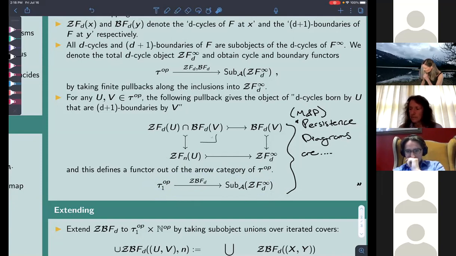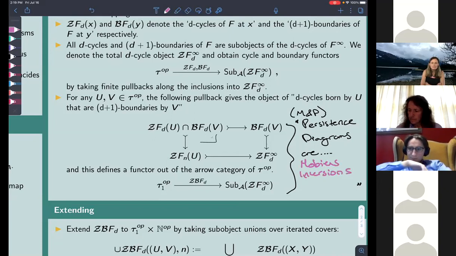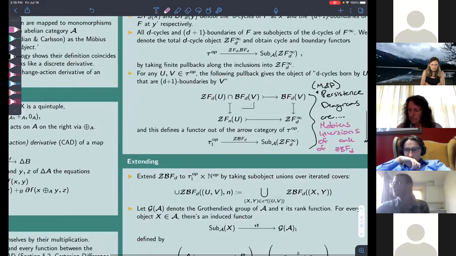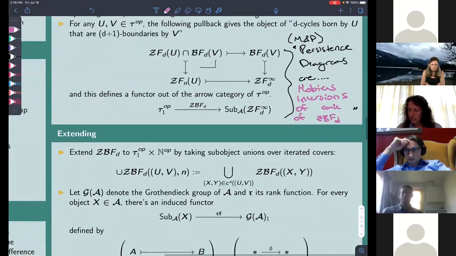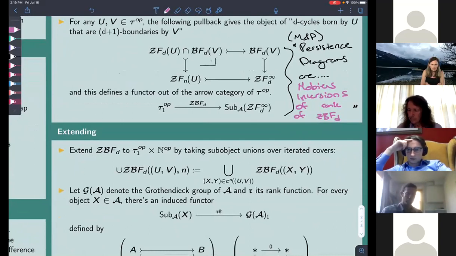And they define a generalized persistence diagram as the Mobius inversion. Sorry, I should write this down. So this is Mobius inversions of the rank of the birth-death object. And then at a later point, they show that this Mobius inversion is actually the rank of some quotient object. In 2019, at the winter CMS meeting, Amit Patel talked about this, and he talked about how he saw Mobius inversions as a kind of derivative.